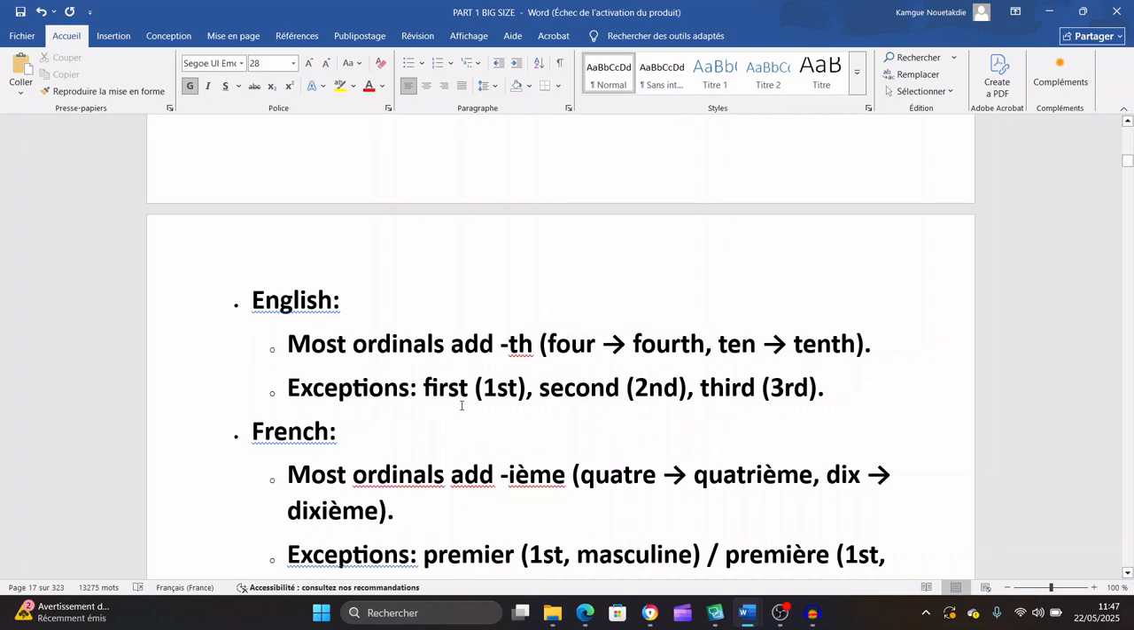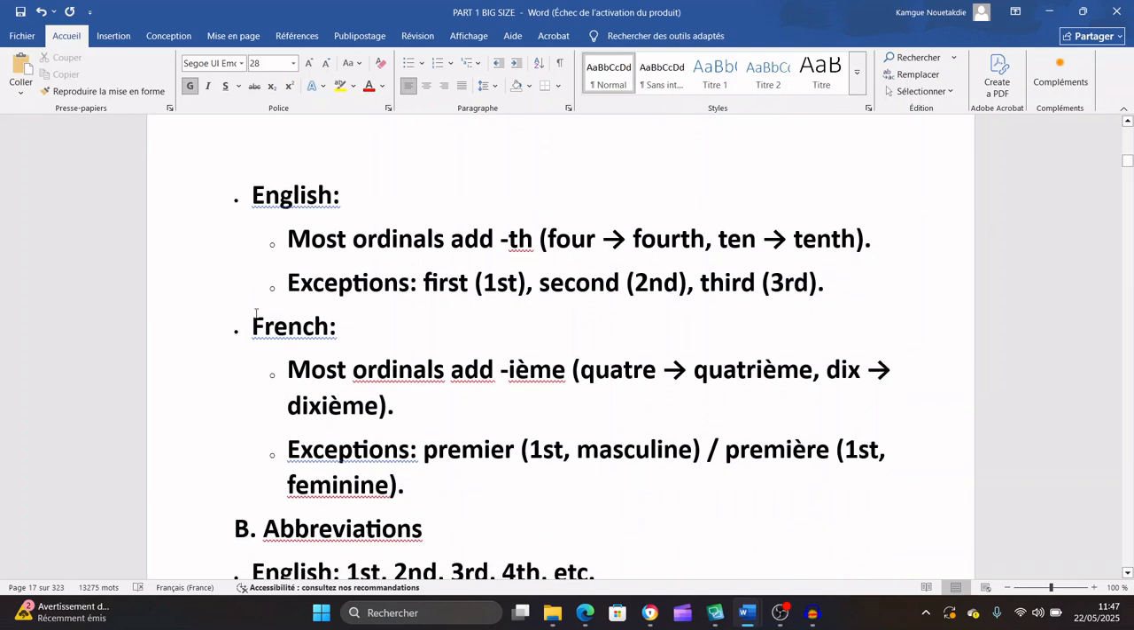For example, first. That's how they write it. First. You don't add th. Second. You don't add th. Third. Now what about French?